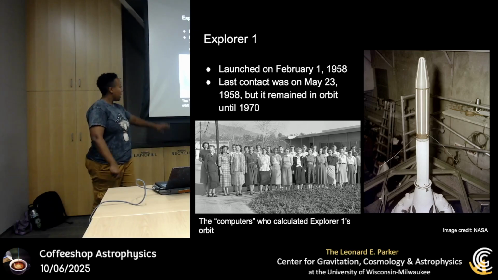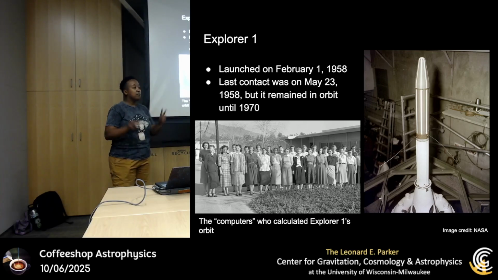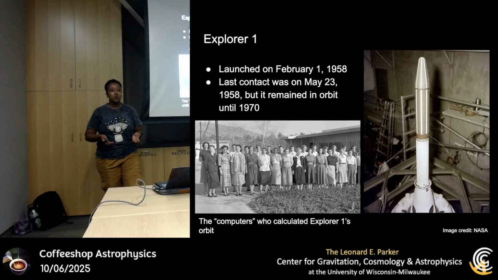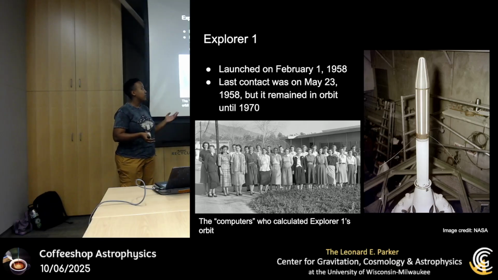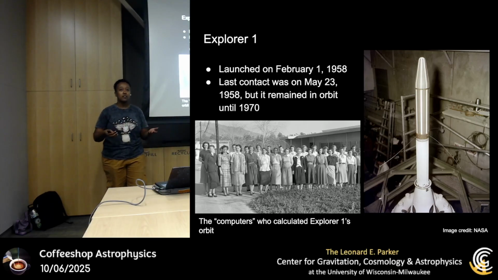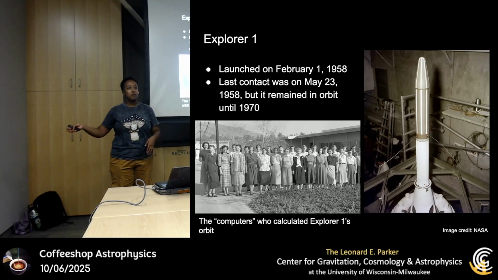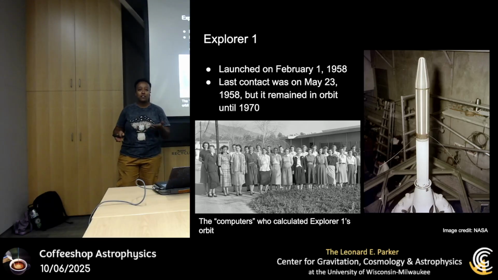And also on the bottom here, I put a picture of the computers who calculated Explorer 1's orbit. These were mostly women who were hired to do calculations that nowadays we might use a computer for. They don't get a lot of recognition in history, so I wanted to give them a shout out.